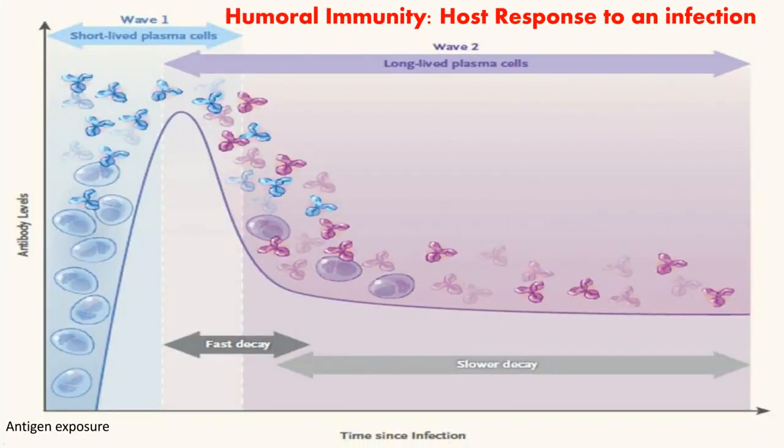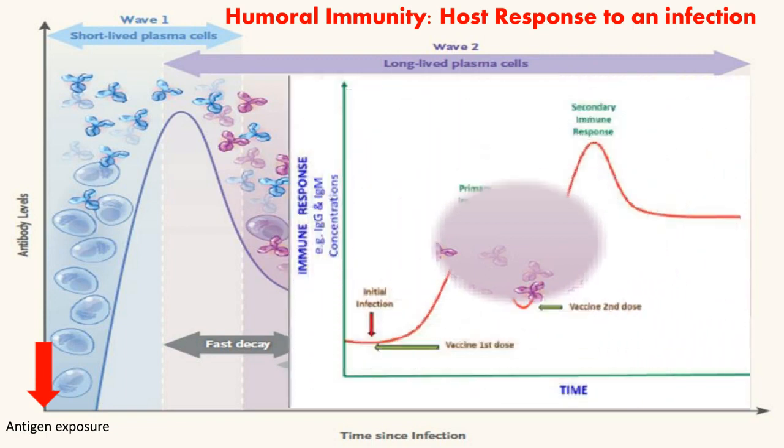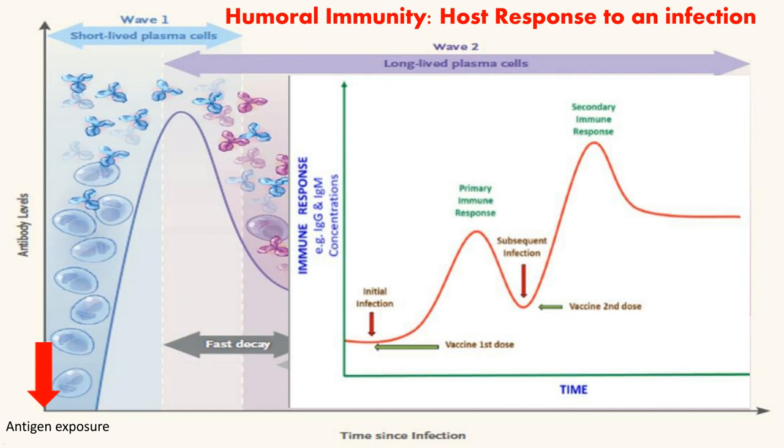Today, our focus will be on humoral immunity and how hosts respond to an infection. Once there is exposure to the antigen, either after infection or vaccination, there is a lag period. Thereafter, the titers rise, and after the initial rise, they decline. It's when the titers are declining that you need a booster dose to jack up the immune response.